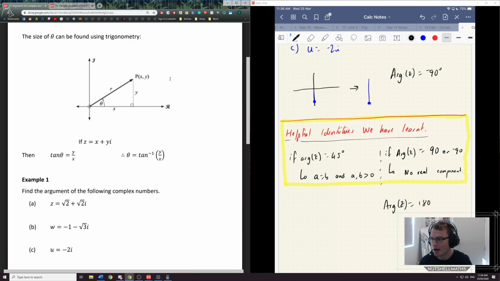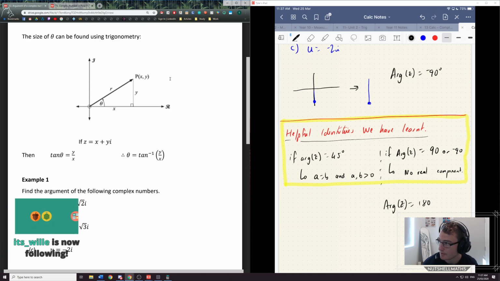What does this tell us about the complex number? Yeah, Kate's on it. The imaginary is 0, right? It's purely real. Purely real and one other thing. Purely real and purely negative, right?